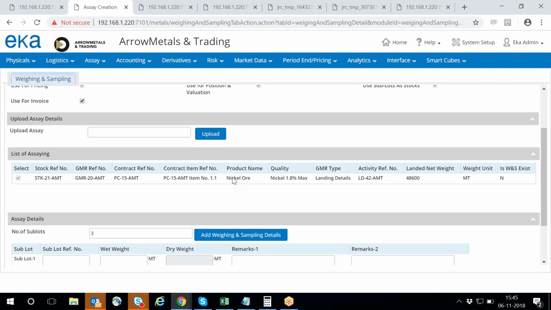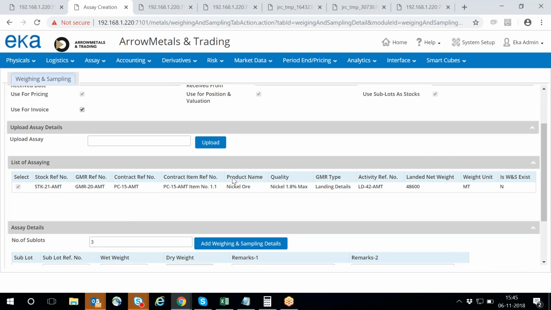Currently the system considers weighing and sampling as the final weight for concentrates. So the final invoice will be based on the weighing and sampling weights. Even inventory and cost of goods will get impacted based on the weighing and sampling weights. So if my weight decreases, my cost of goods also decreases in case of concentrates.